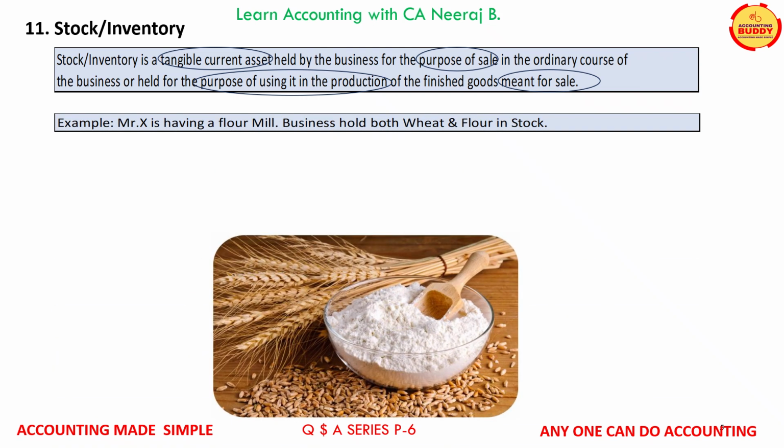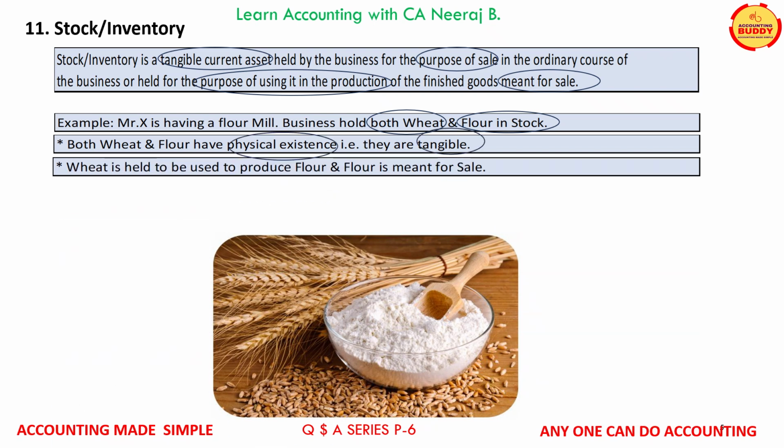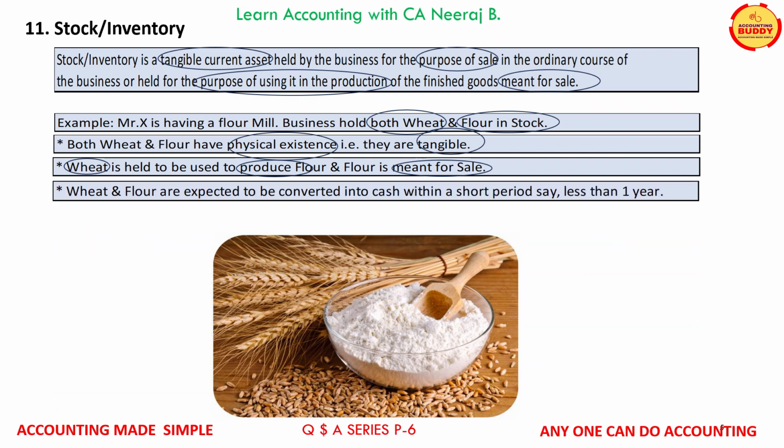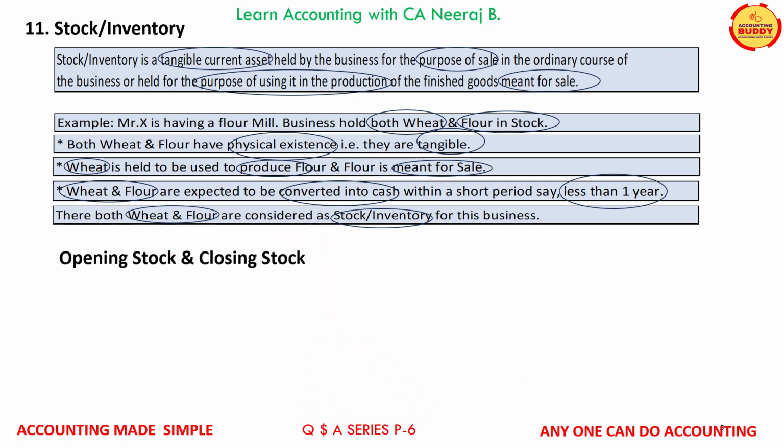Mr. X runs a flour mill. Both wheat and flour are stock. Both wheat and flour have physical existence. Wheat is held to produce flour and flour is meant to be resold. Wheat and flour are expected to be converted into cash within a period of 1 year, that is, they are current assets. Basis above facts, it is concluded that the unsold wheat and the flour is business stock or inventory.